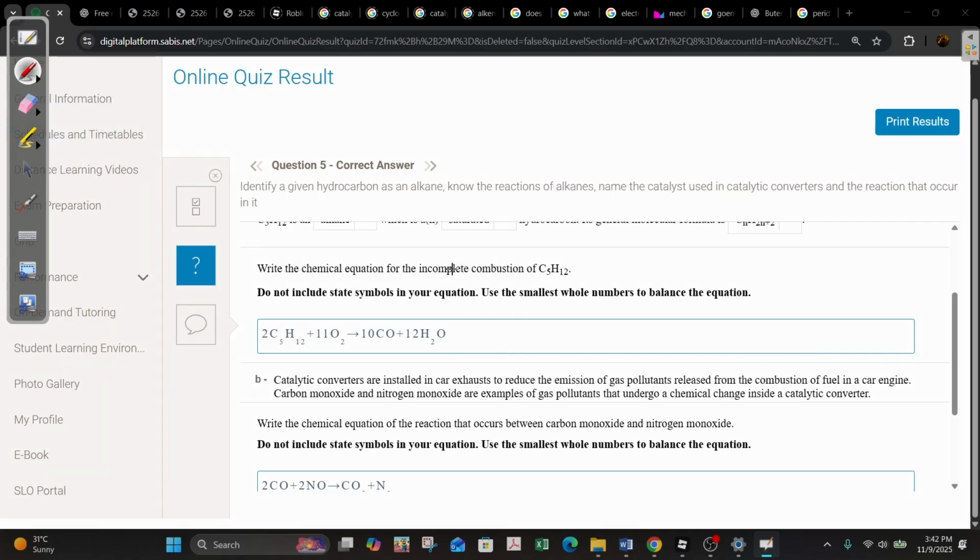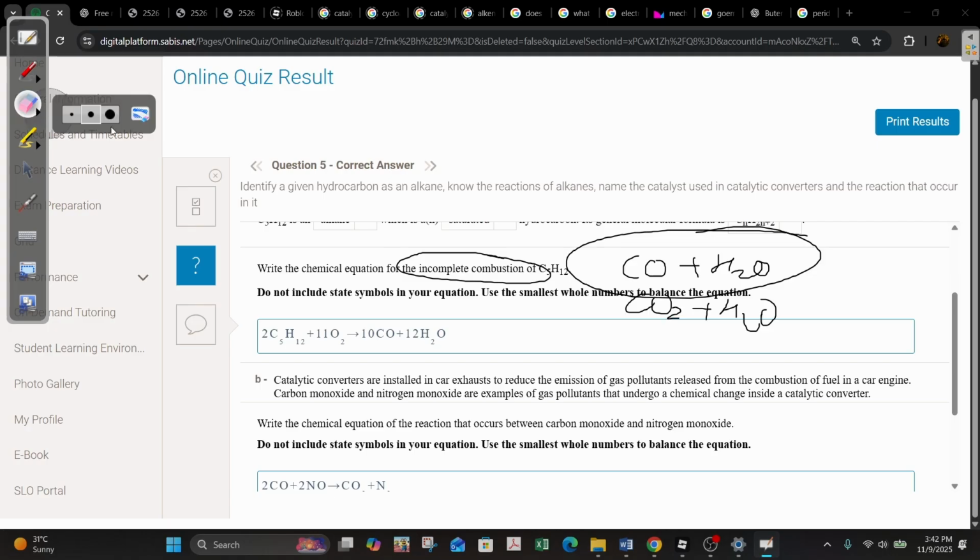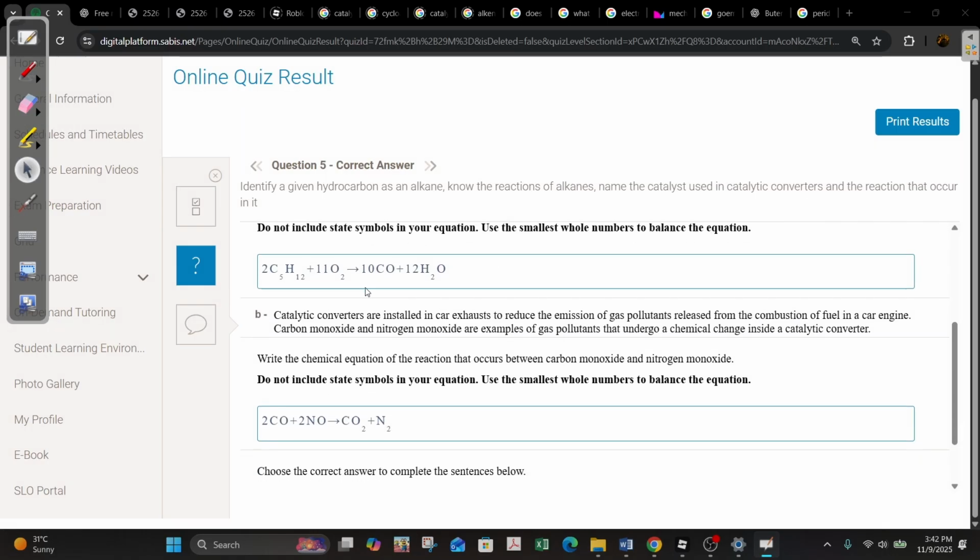For this one, they want the incomplete combustion. The incomplete combustion will always give you CO plus H2O. For complete, it will give you CO2 plus H2O. But they're asking for incomplete, so it'll be this one, CO plus H2O. And then you just have to balance it.